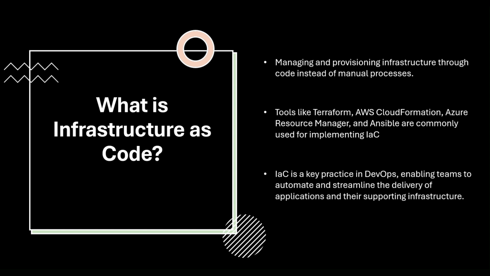It's a key DevOps practice which enables teams to automate and streamline how the code is delivered, how applications and their supporting infrastructure are delivered. So basically, infrastructure as code treats infrastructure like software, and it defines it in a machine readable way rather than through manual steps.